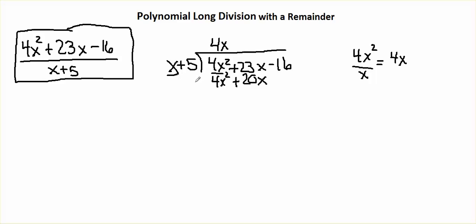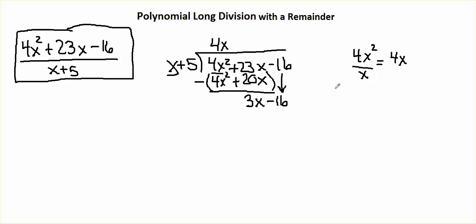And now we have to subtract, and remember we put parentheses around so that we remember to subtract both terms inside. So 4x squared minus 4x squared is 0, and then 23x minus a positive 20x is just a 3x. Alrighty, so now we're going to bring down our minus 16, and we're going to write it here. And now we're going to test.